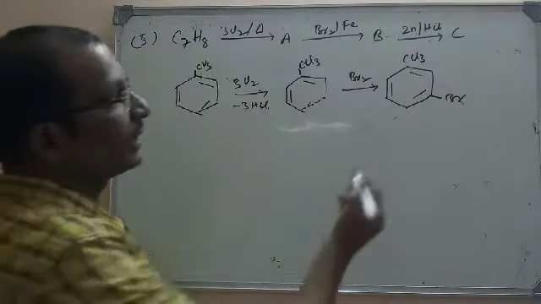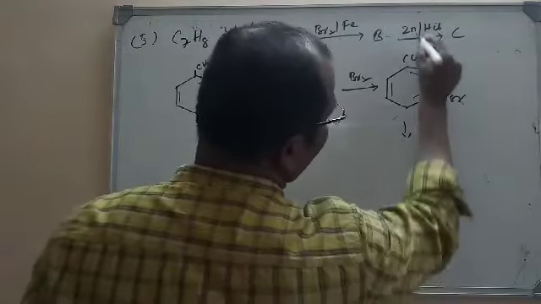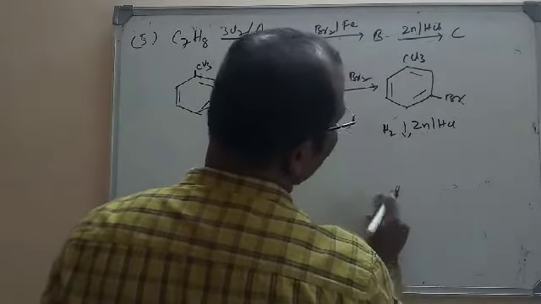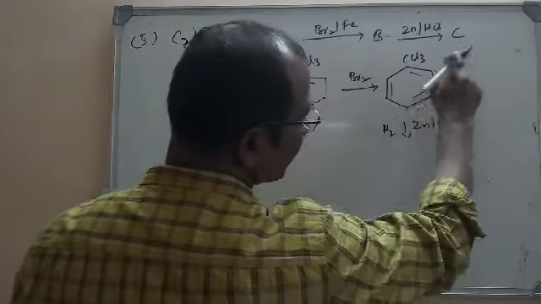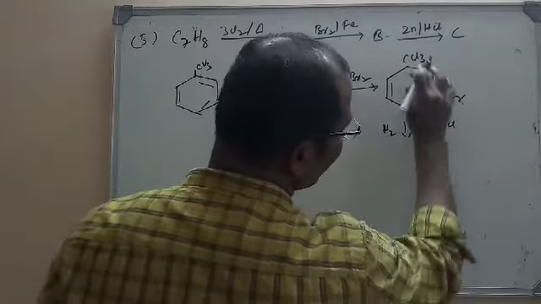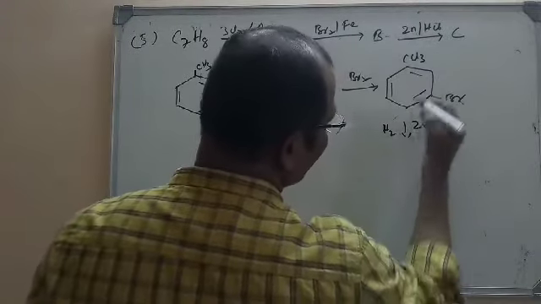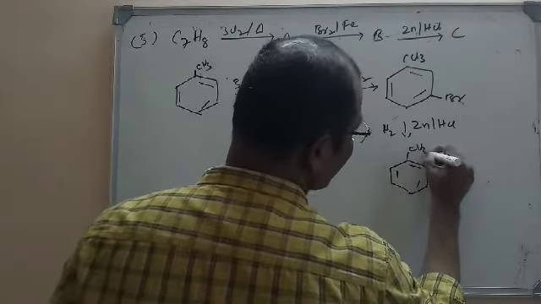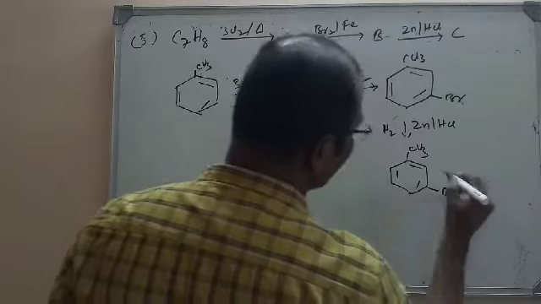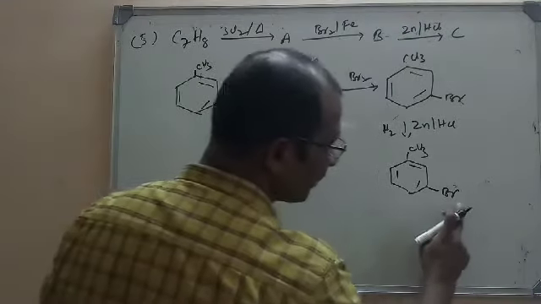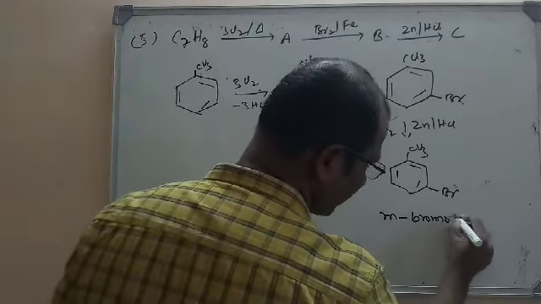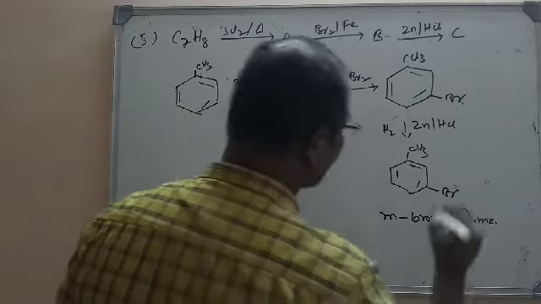Again what they are doing here is a reduction, zinc and HCl for reduction. On reduction, the chlorines will be removed and CCl3 will be changed into CH3. So what we are getting here is toluene again, CH3, and here bromine. So it is nothing but meta-bromotoluene. Meta-bromotoluene is the product here.